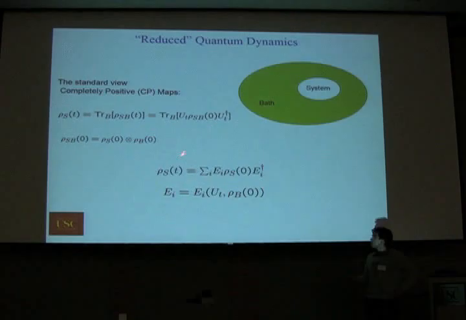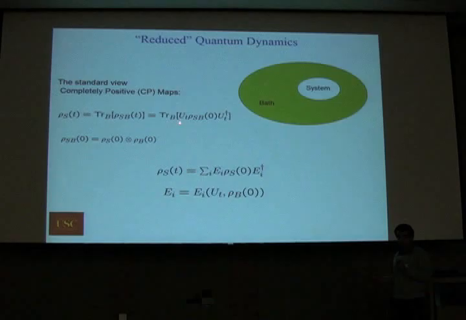First of all, as I told, I want to show how we can represent dynamics of open systems only by linear maps. This is a standard picture. We have a system interacting with a second huge system, we call it the bath, and we're interested to know the state of the system at time t.